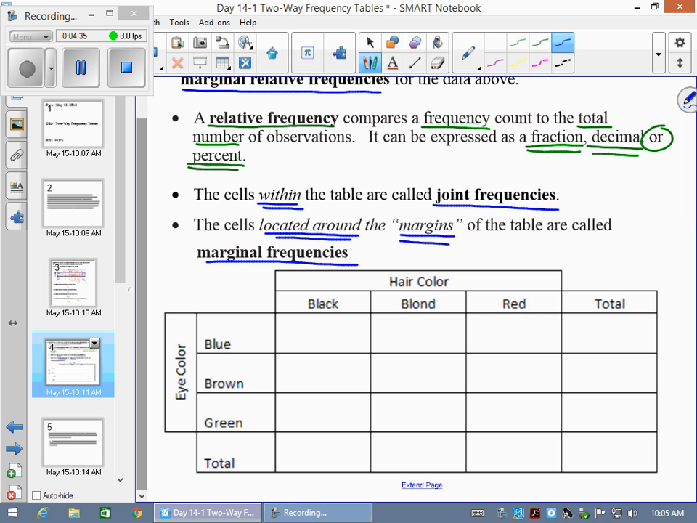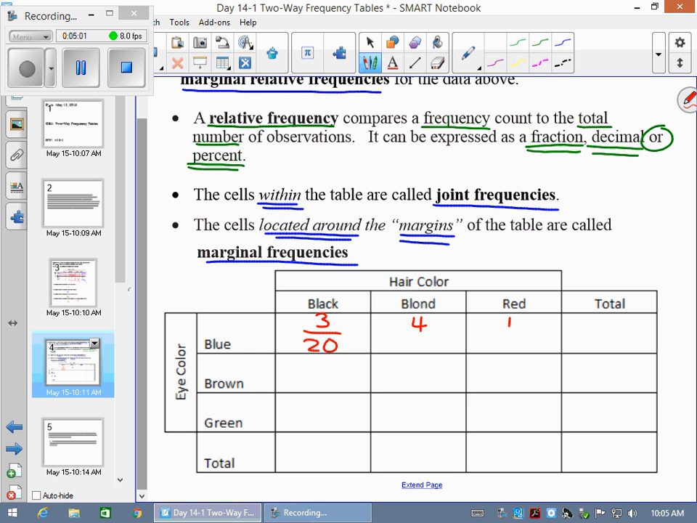When we take a look here at our original values, I'm just going to start with blue eyes. We had 3 people with blue eyes and black hair, 4 people with blue eyes and blonde hair, 1 person with blue eyes and red hair. So instead of just writing the frequency, we're writing it out of the total. So 3 out of 20 people had black hair and blue eyes.